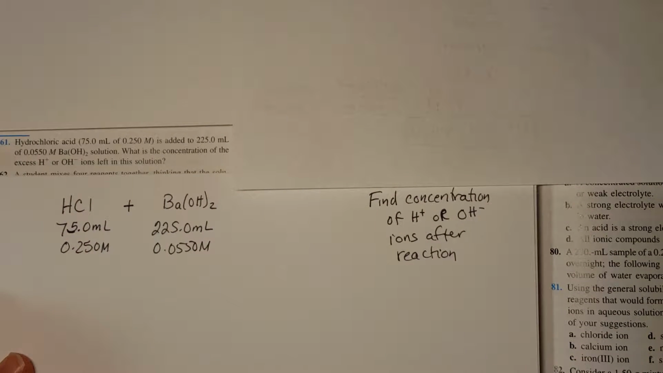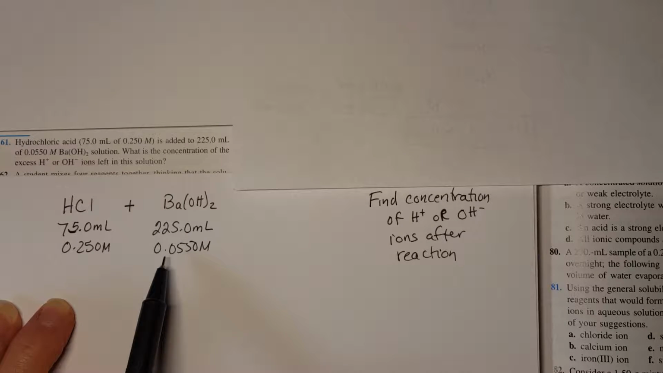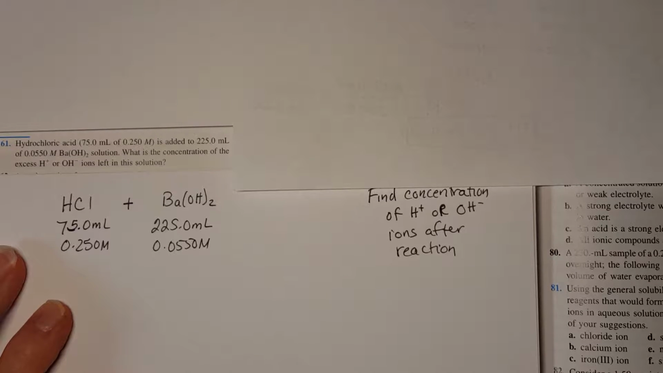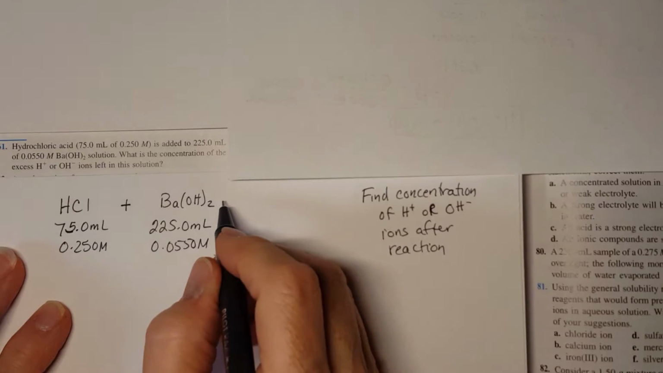Problem number 61 in our textbook: we have 75 milliliters of 0.250 molar hydrochloric acid added to 225 milliliters of 0.0550 molar barium hydroxide solution. We're asked to find the concentration of excess hydrogen ions or hydroxide ions left in the solution after this reaction happens. Okay, so let's first visualize the reaction.